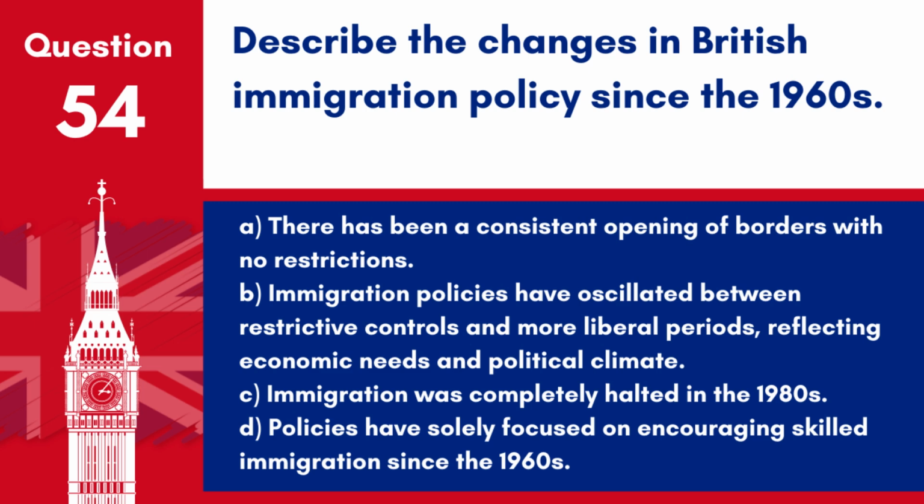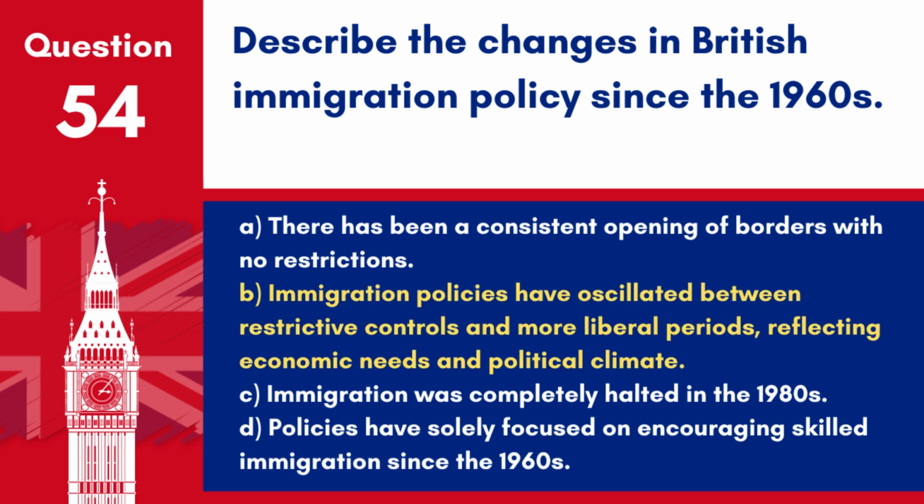Question 54. Describe the changes in British immigration policy since the 1960s. A. There has been a consistent opening of borders with no restrictions. B. Immigration policies have oscillated between restrictive controls and more liberal periods, reflecting economic needs and political climate. C. Immigration was completely halted in the 1980s. D. Policies have solely focused on encouraging skilled immigration since the 1960s.